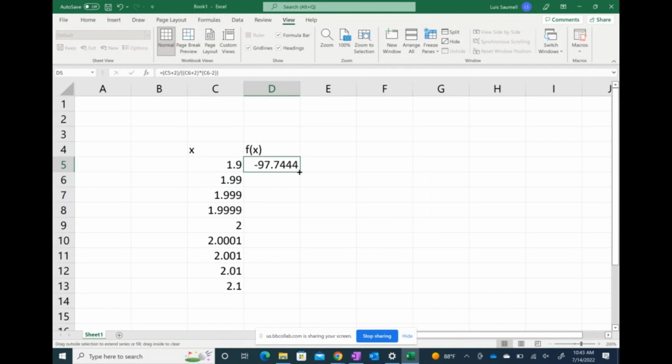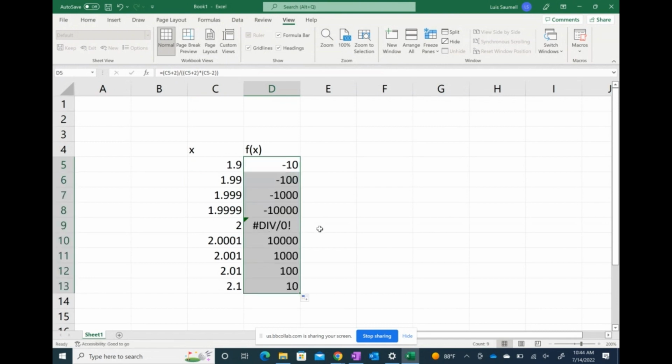Yes? You put the equation wrong. It has 2 of the x's there on the next row. Say that again? Oh, I clicked C6. Yeah, it should be C5. There. Okay, good. Thank you. All right, so let's just drag and drop.